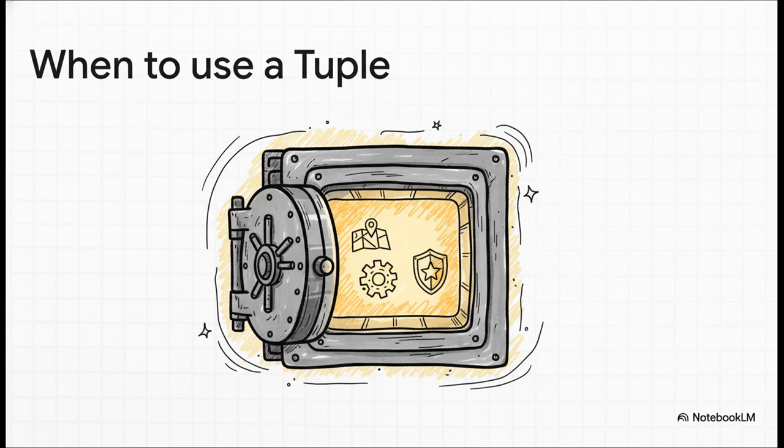You use a tuple for data that you absolutely, positively do not want to change by accident. Think about things like map coordinates that shouldn't move or critical settings for your app. It's basically a way to protect your data from yourself and from future bugs.